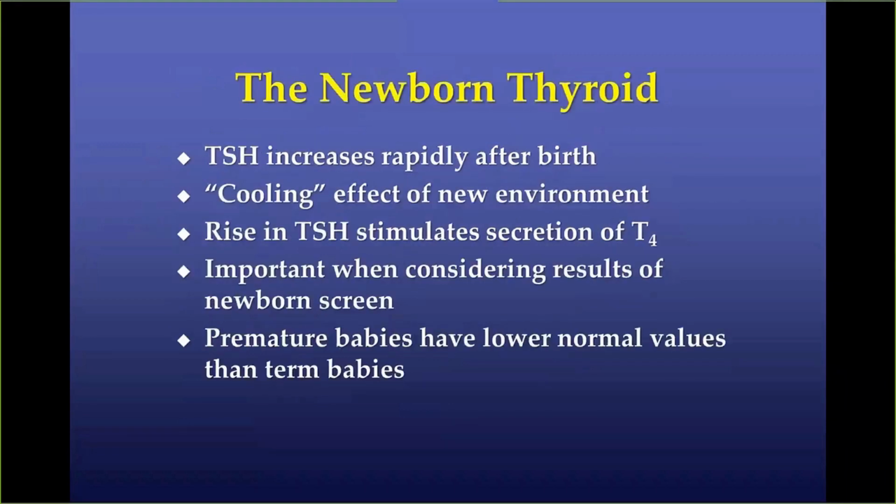In the newborn thyroid, we usually see high TSH surges in the first 1 or 2 days after birth. The rise in TSH stimulates secretion of T4, and that's important because most newborn screens use TSH without T4. So it's important to know that TSH is usually elevated in the first 1 or 2 days, and then it comes down. Premature babies have lower normal values than term babies, so that's also important to know for NICU people.